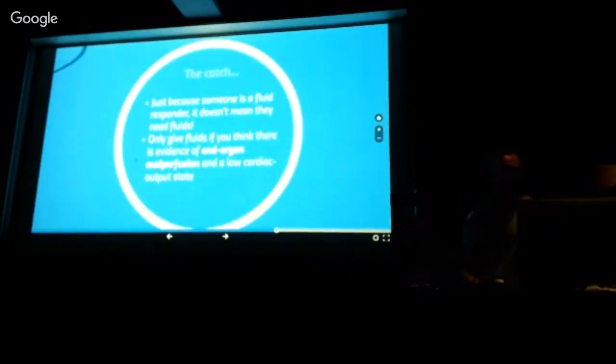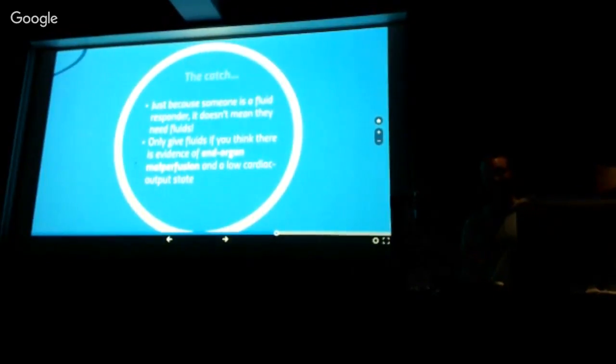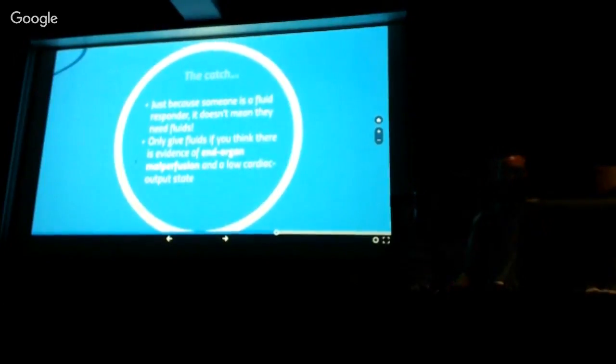So after all of this, we get right to the end and we say, fine, let's find a person who's fluid responsive. They're going to actually have an increase in their stroke volume if they get fluids. We don't actually know that they need fluids. It doesn't make a difference if you can increase your stroke volume, right? So what you want to be looking for is signs of end organ malperfusion.